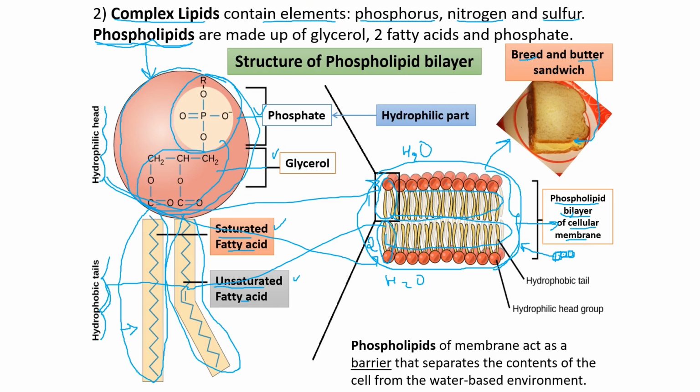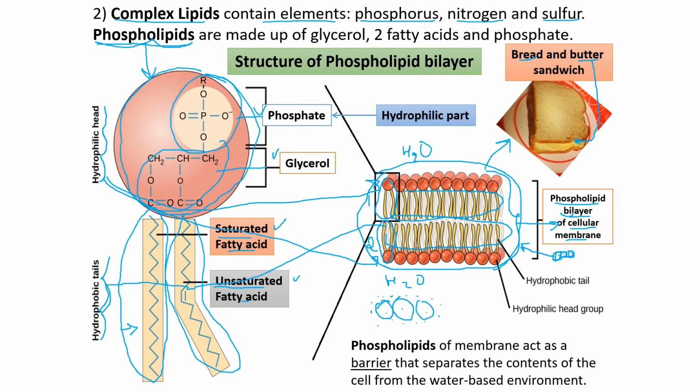So what is the function of the phospholipids of the membrane? They act as a barrier that separates the content of the cell from the water-based environment. Cells in living organisms are usually surrounded by a water environment, a liquid.